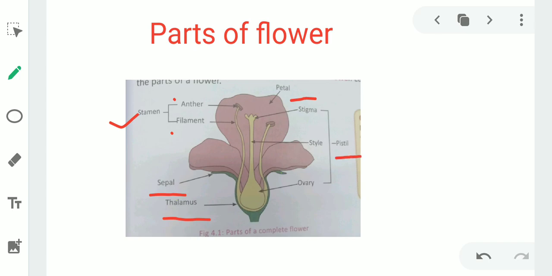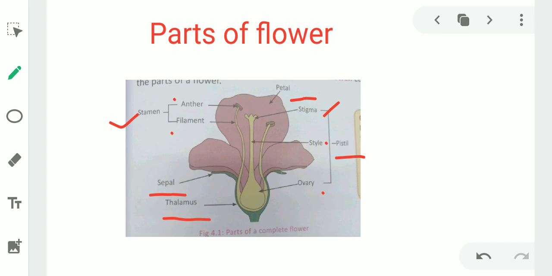Next is pistil. Pistil is the female part of the flower. It has three parts: stigma, style and ovary. Ovary is the basal part. It is present at the base of the flower. It is swollen. Style is a tube-like structure and stigma is a bulb-like structure. Stigma traps pollen grains. These pollen grains pass through style, then reach ovary.